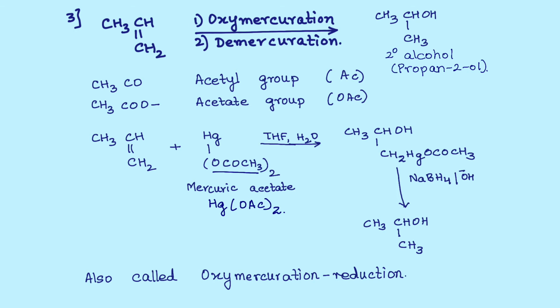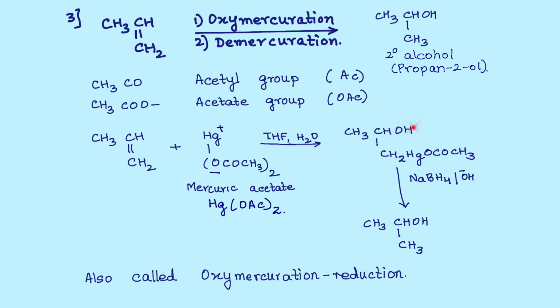So the first step involves the addition of mercuric acetate. Again, a Markovnikov rule, just keep the things simple. So we have the positive part here and the negative part here, right? So positive part and negative part, again positive part goes to the carbon bearing more number of hydrogen atoms. I'm giving you a simplified version of the steps of the reaction. This is not exactly the mechanism. The reaction takes place in tetrahydrofuran as the solvent and water.